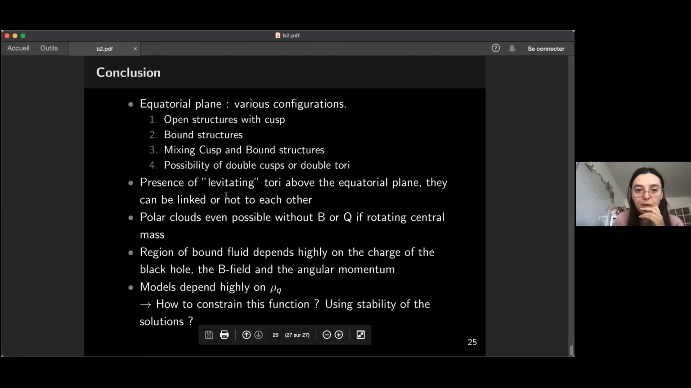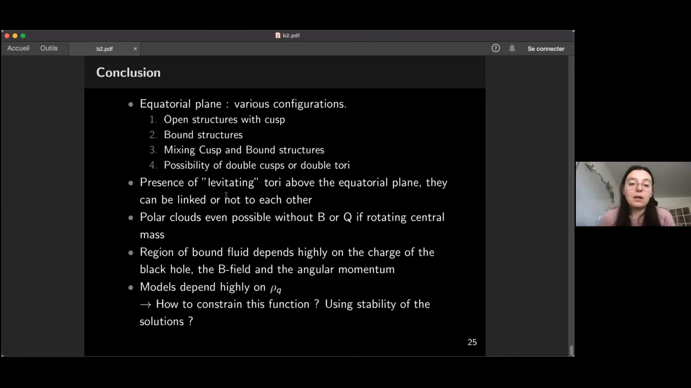Okay, so I'm going to conclude now. We did this work last year about this charged fluid model. We found very different equatorial structures, from open structures with cusp to bound structures, mixing cusp and bound, and the possibility also to have a double cusp or double tori. We have the presence of the levitating tori above the equatorial plane.